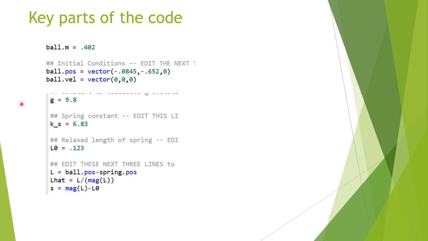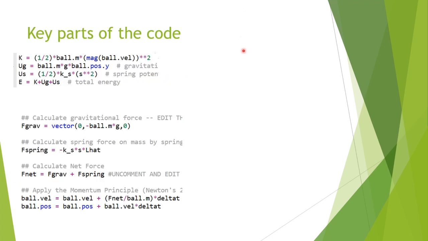Here's the constant gravity, the spring constant which was given, and the relaxed length of the spring which was given. Here, this is finding the change in spring length. Some more important parts of the code are the kinetic energy, which is given by the formula 1/2 mass times velocity squared, the potential energy of the gravity and spring, which were shown earlier, and all these energies add up to give the total energy.